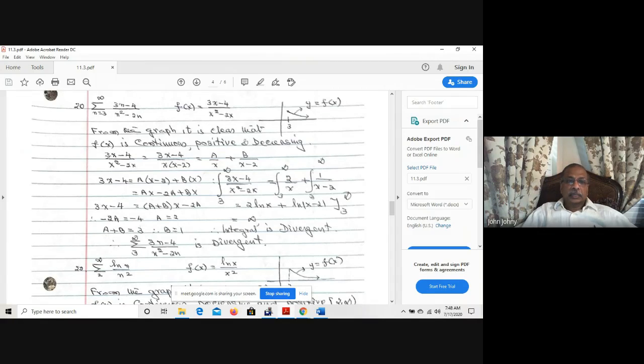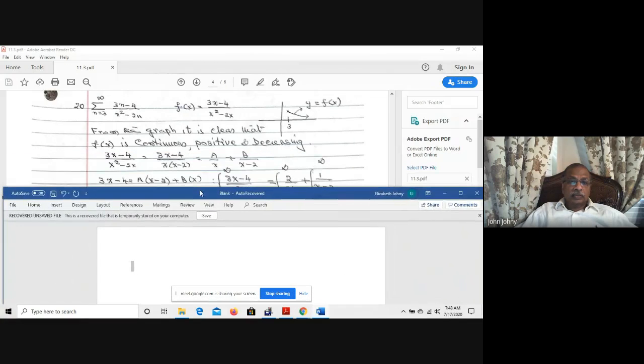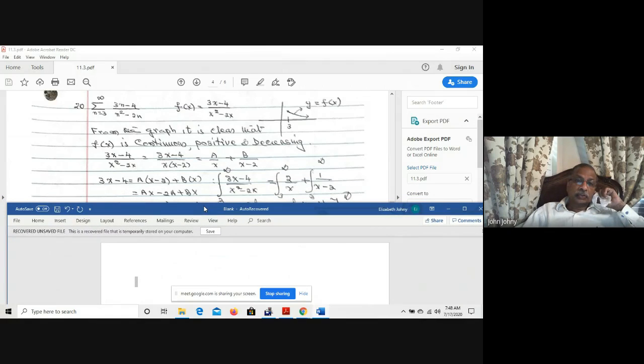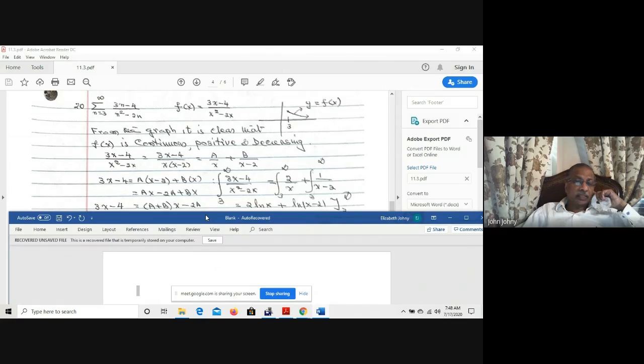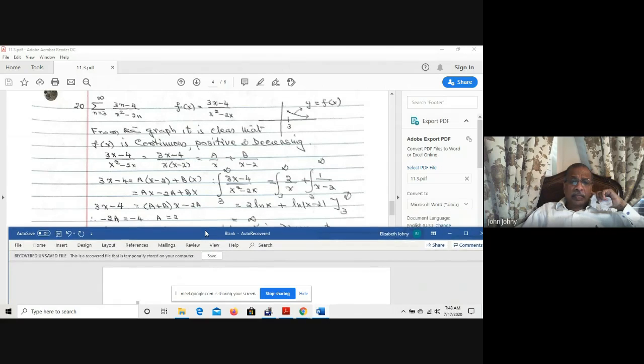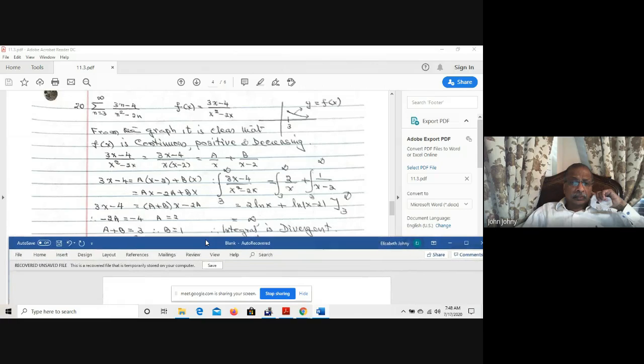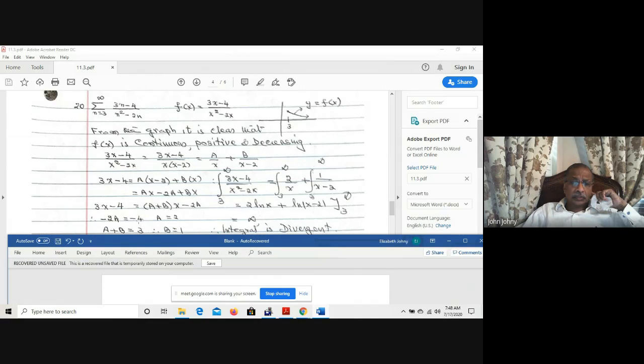Let us decompose it into partial fractions. (3x minus 4) divided by (x squared minus 2x) is (3x minus 4) divided by x times (x minus 2), that is A over x plus B over (x minus 2). Multiply by the LCD, you get 3x minus 4 is equal to A times (x minus 2) plus B times x, that is Ax minus 2A plus Bx, that is (A plus B) times x minus 2A. So A plus B is equal to 3 and minus 2A is equal to negative 4. Therefore, A is 2 and B is 1.